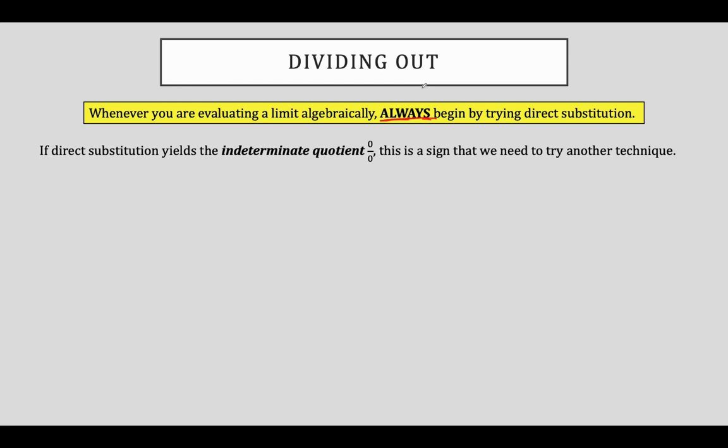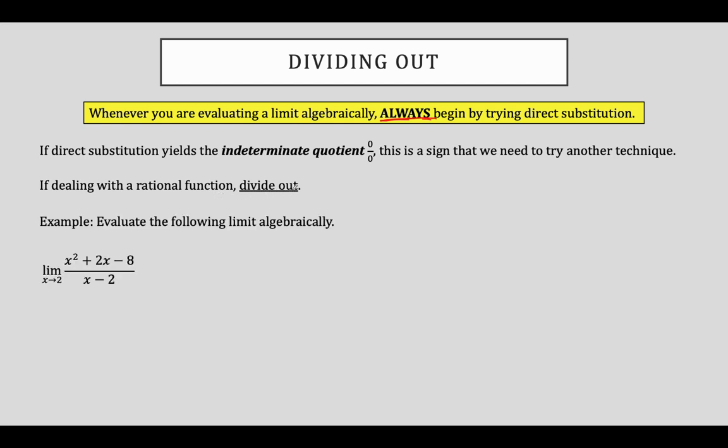However, if direct substitution yields the indeterminate quotient, 0 divided by 0, this is a sign that we need to try another technique. If dealing with a rational function, meaning that we have a polynomial divided by another polynomial, we want to divide out. Here's our first example.